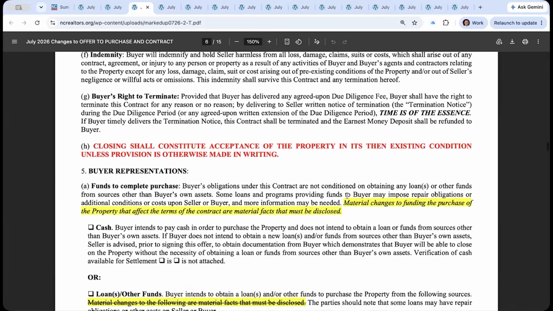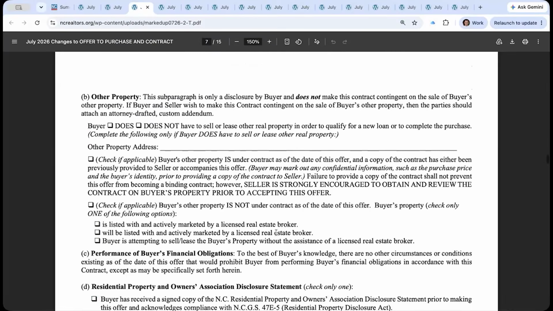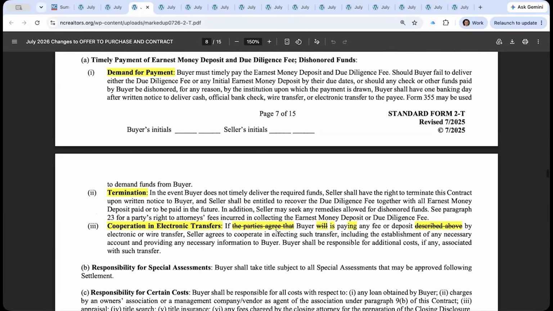Moving down in the offer to purchase, here you have a redundancy that's being deleted. This language here under loans and other funds is not being deleted because it's not applicable anymore. It's still applicable. Changes to this are still going to be material. It's just that the language is up here and A applies to this whole section. So there's no real change there. Make sure you're disclosing that if you've got a client that's making a change.